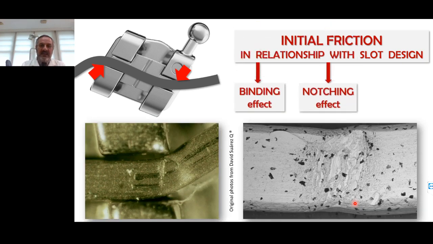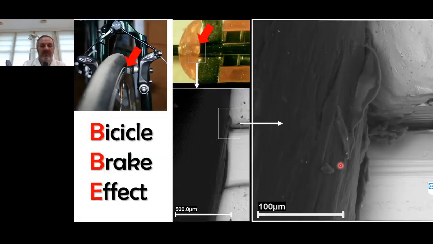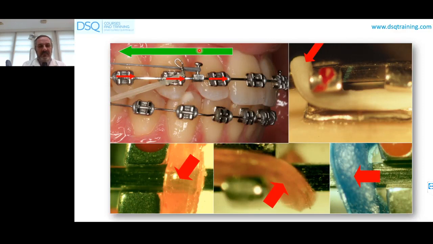You can see here the notching effect. This is the notching effect. You can see here the deformation, the bump of the wire, the deformation of the wires that produce a cold welding phenomenon. The bicycle brake effect, the contact between the ligature and the wire. You can see this picture from the electron microscope. I took this picture many years ago, and you can see the contact between the ligature, the wire and the bracket reduces the orthodontic tooth movement and produces the stop of the orthodontic tooth movement.